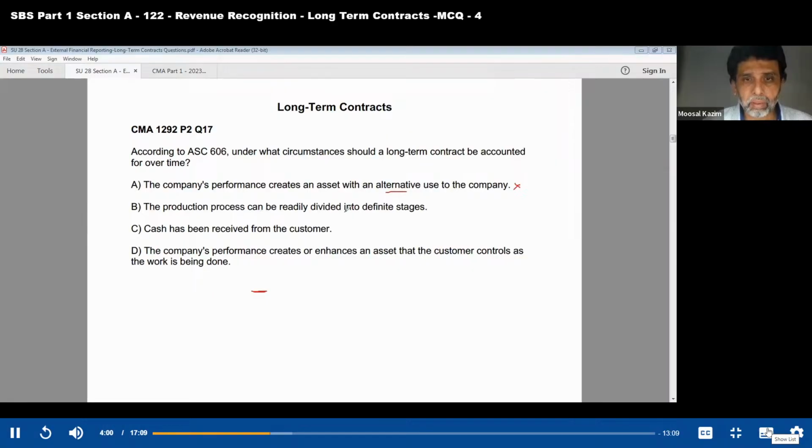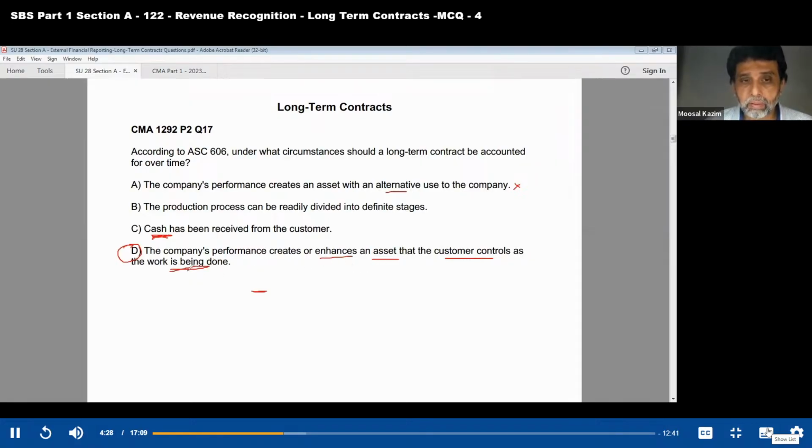Production processes can be readily divided into definite stages. That was not one of those three conditions. Cash being received will create a liability rather than being accounted over time, so this is not one of the conditions either. D is one of the conditions. The company's performance creates, just the second one if you remember, or enhances an asset that the customer controls as work is being done.